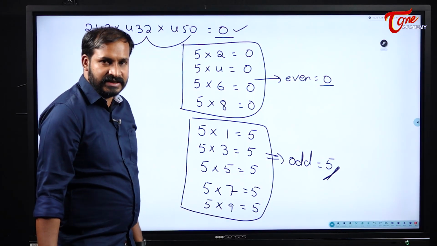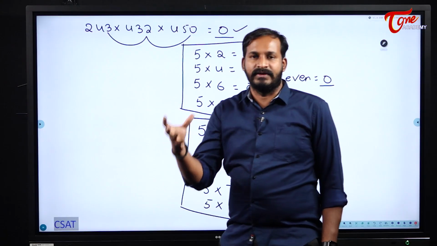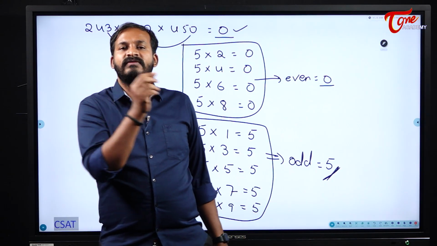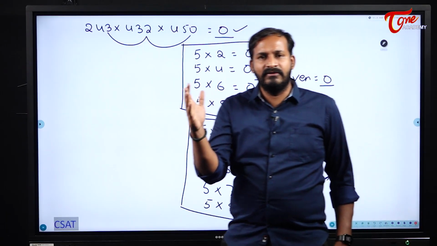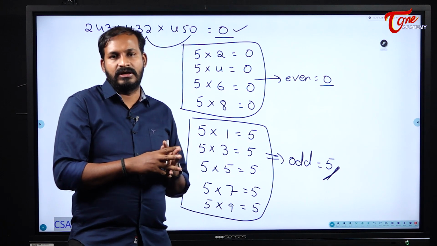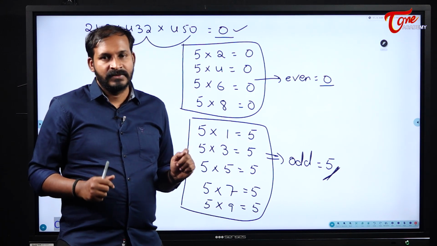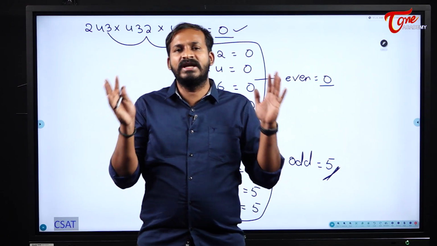So keeping these things in mind, whenever we solve any problem, first of all, we will look for 5s. Is there a 5 in my units place or not? If there is a 5, then immediately we will check whether there is an even number in the given numbers in the units place or not. If at least one even number is there, then obviously the answer will become 0.